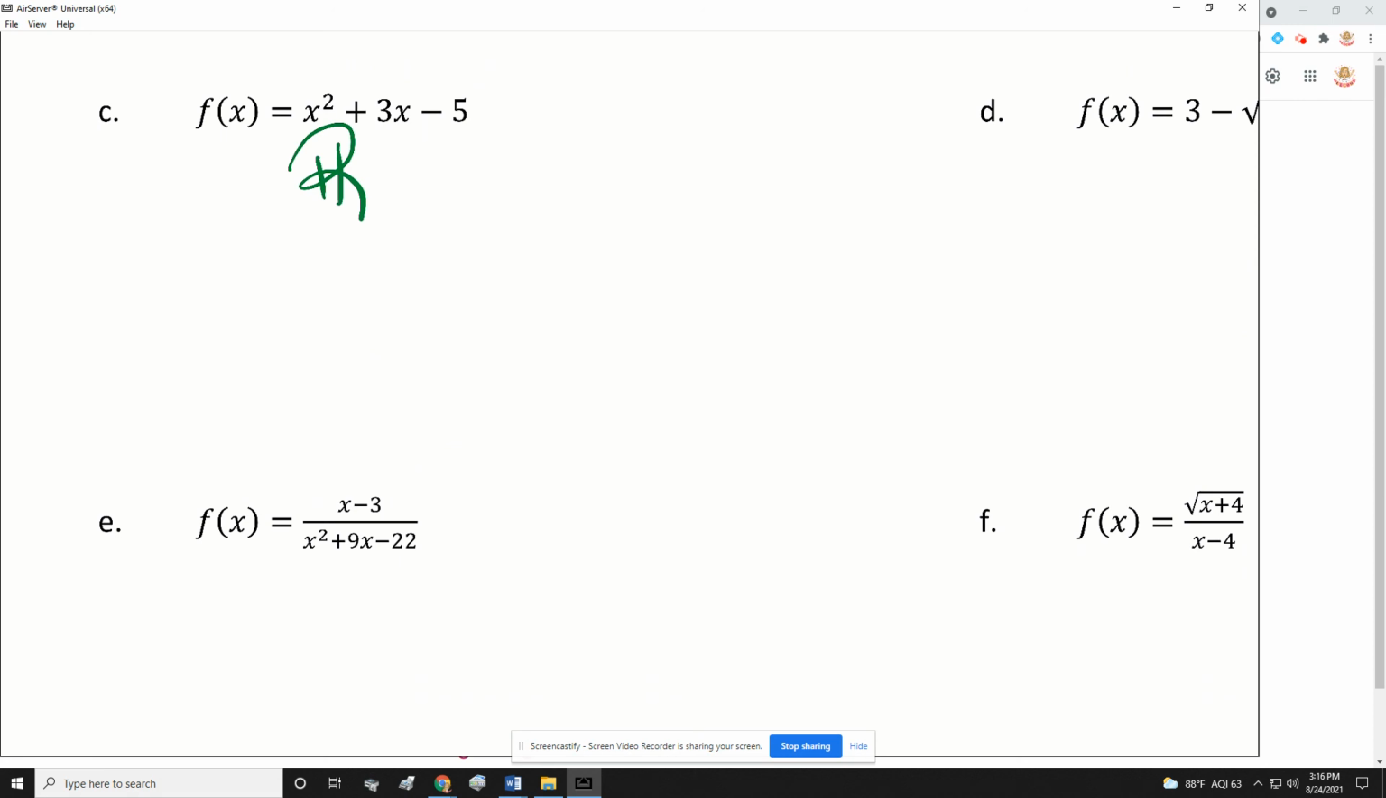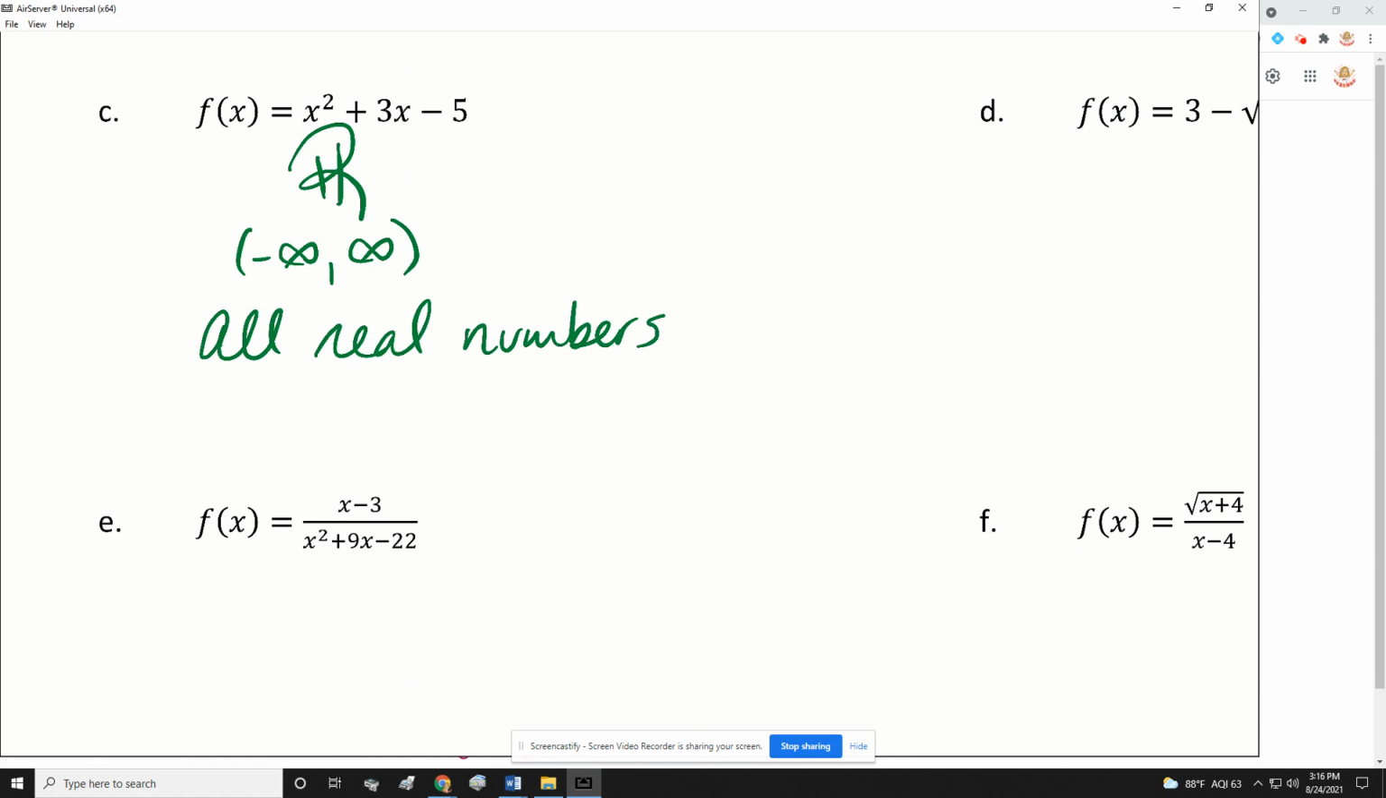So the domain is all real numbers. You can represent all real numbers by that fancy R. In interval notation, all real numbers is from negative infinity to infinity. And then in words, obviously, all real numbers is just all real numbers. So sometimes there is no restriction on your domain, and those are easy to do.